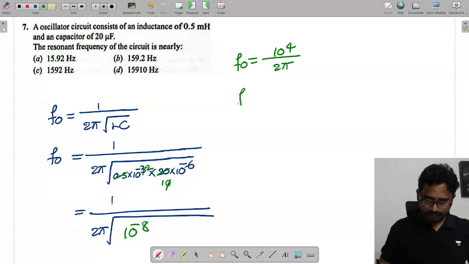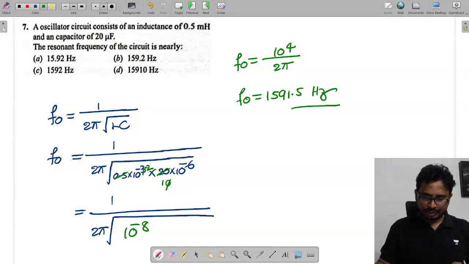One five. So this value is 1591.5. So check the option. Nearly C option.